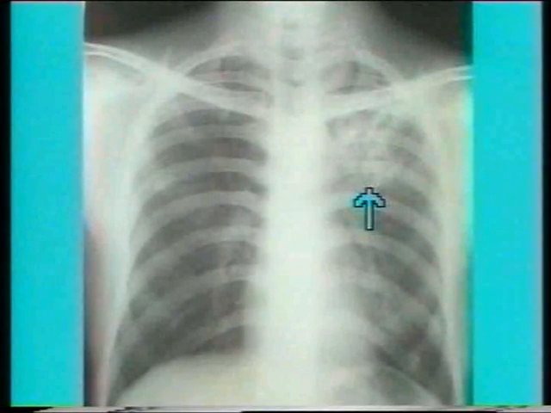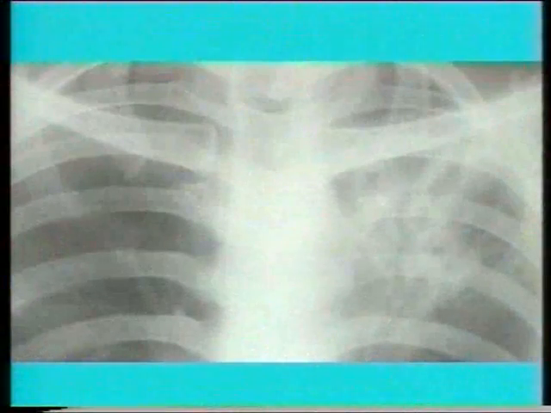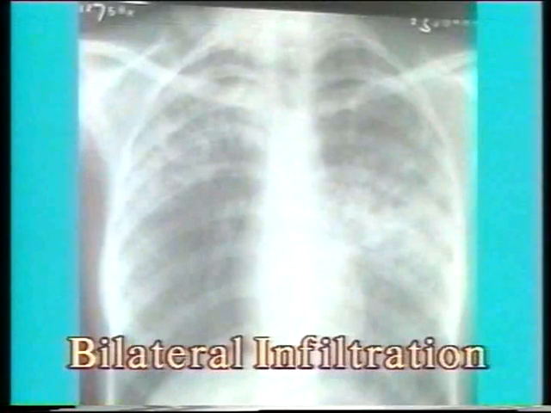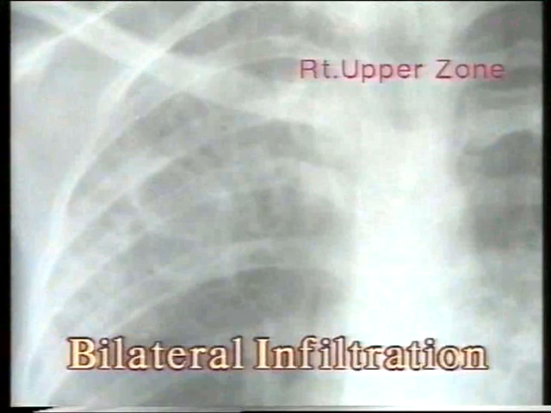This X-ray shows an infiltration of the left upper zone in an early case of tuberculosis. The close-up shows tiny white opacities merging into each other scattered in the left upper zone. This X-ray shows bilateral early infiltration. Note the shadow of the infiltration in the right upper zone and the left middle zone.